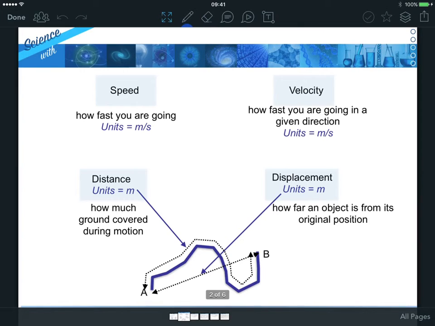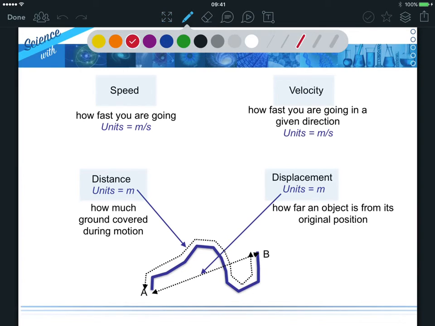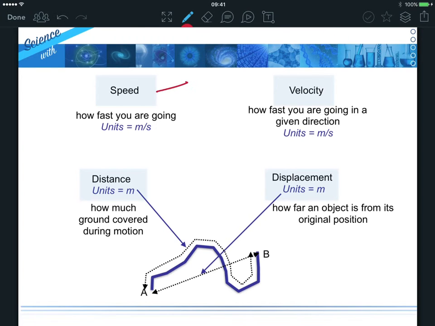Now, this slide will help us see the difference between two quantities, speed and velocity. Now, speed was our scalar. Okay, so it has size only, and velocity is our vector. Okay, now they're both usually given the same magnitude.